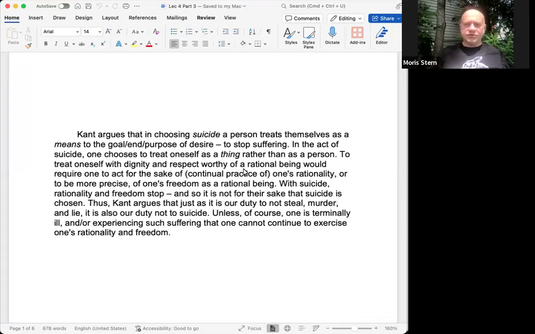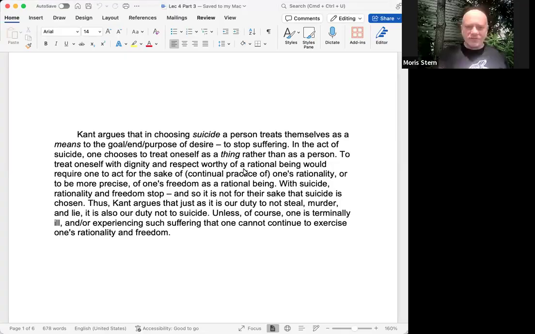Kant argues that in choosing suicide, a person treats themselves as a means to the goal or purpose of the desire to stop suffering. In the act of suicide, one chooses to treat oneself as a thing rather than as a person. To treat oneself with dignity and respect, worthy of a rational being, would require acting for the sake of continual practice of one's rationality, or to be more precise, of one's freedom as a rational being. With suicide, rationality and freedom are not the sake for which suicide is chosen.